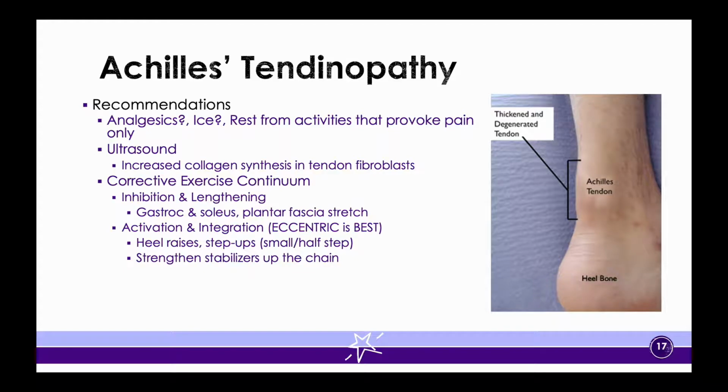As far as activation and integration exercises, when it comes to Achilles tendinopathy, eccentric contractions actually work best. So we can do eccentric heel raises, and then in combination with some step ups, but I would use a small step up, just maybe like a half step or so. And then ultimately start strengthening the stabilizers that are up the chain. So remember, if we were having knee issues, it was prone for this. So let's start trying to stabilize the knee a little bit more and be able to head the problem off that way.